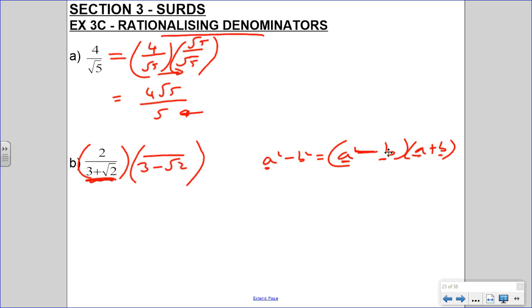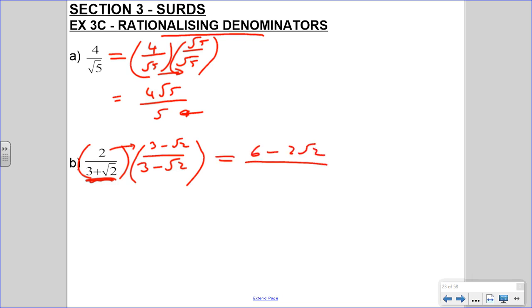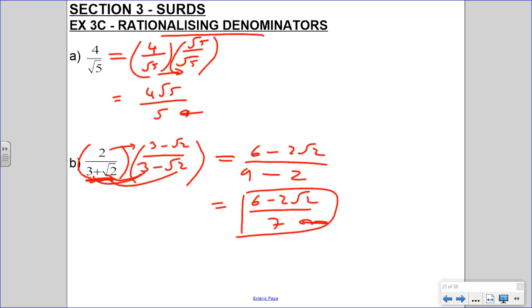So if we do it to the bottom, we must do it to the top. So remember, if you have on the bottom one term plus another, and if any of those are irrational, just times it by the difference of 2 squares. So top times top, so that's 6 minus 2 root 2, bottom times bottom, so that's 9 minus 2. And you could do it the long way if you want, but you know that that's a difference of 2 squares. Okay? So that becomes 6 take 2 root 2 all over 7. So now the bottom is rational because 7 is the same as 7 over 1.